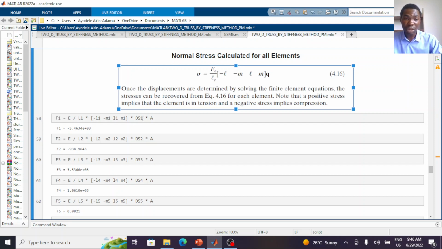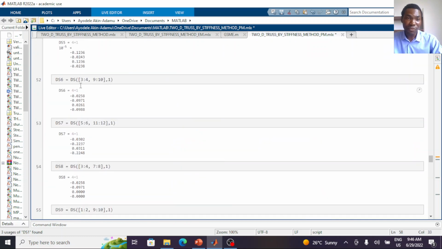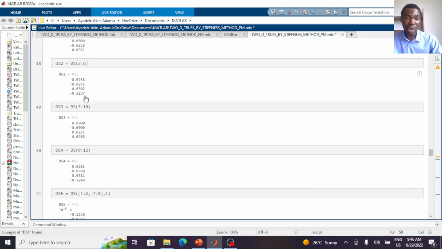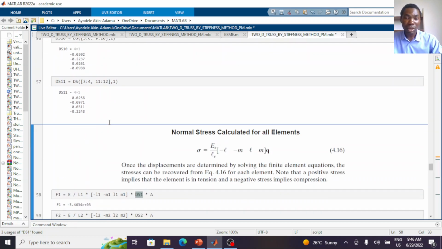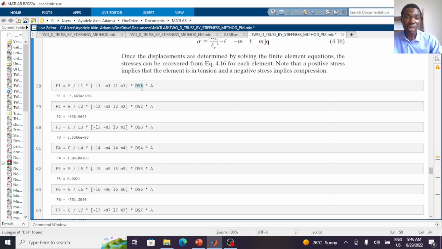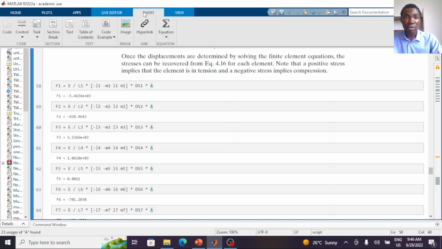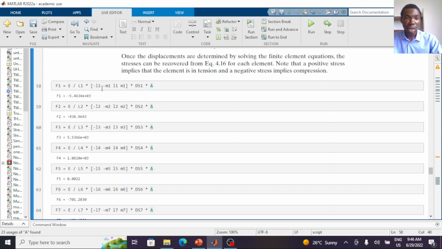So for element 1, I already defined the displacement vector as ds1. That's why I calculated the displacement vector for each element before computing the stress. These are the displacement quantities for element 1, which we can use as our Q, ds1, multiplied by the area. This area we defined in our first line of code at the beginning. So once you write this code and click on run, you see the axial force gets calculated, minus 5.4634 times 10 to the power 3 Newton.